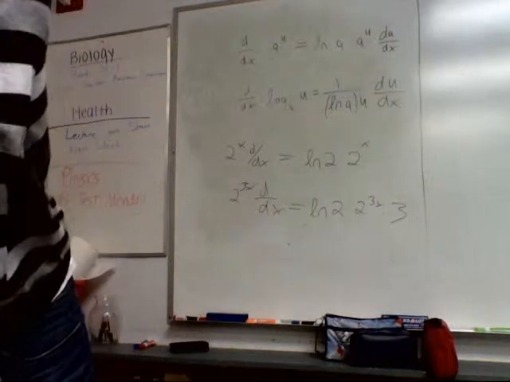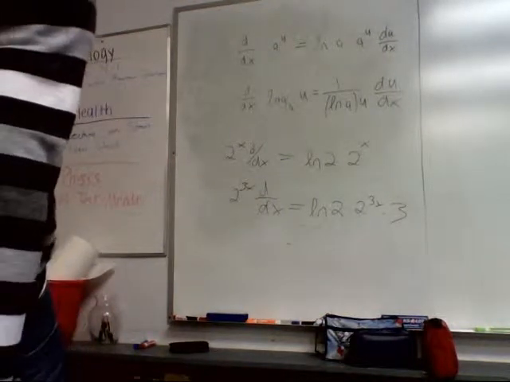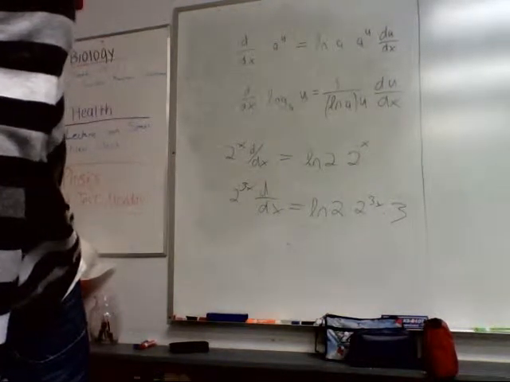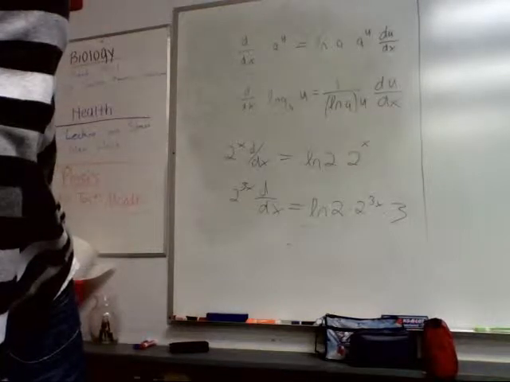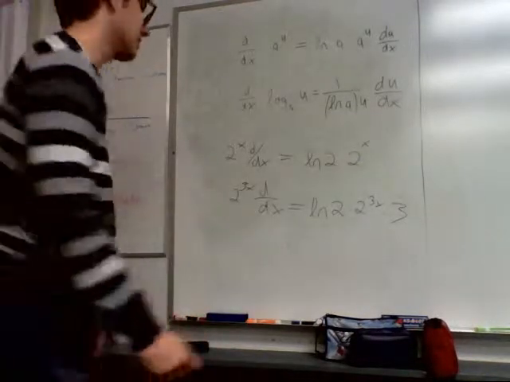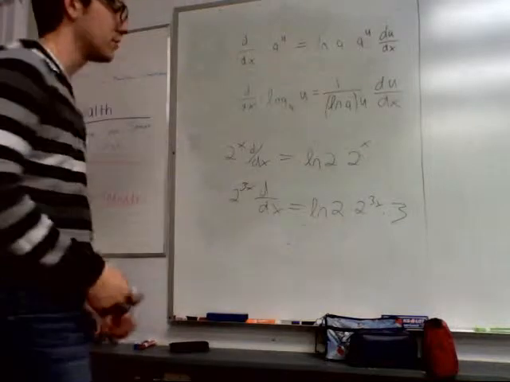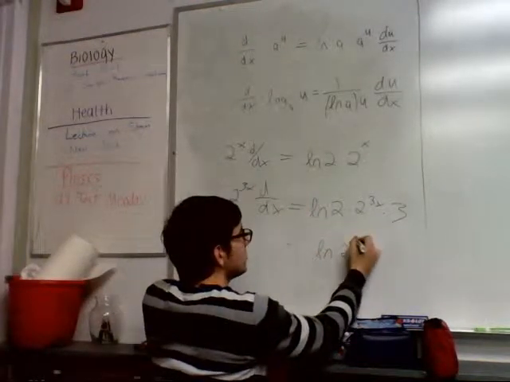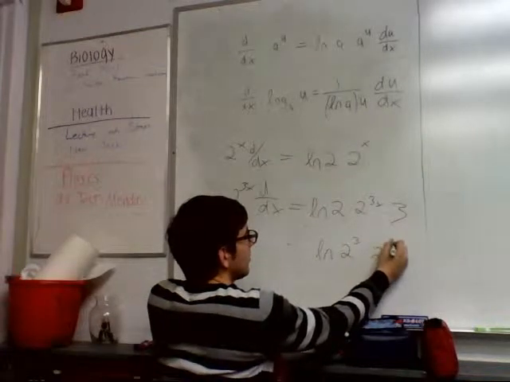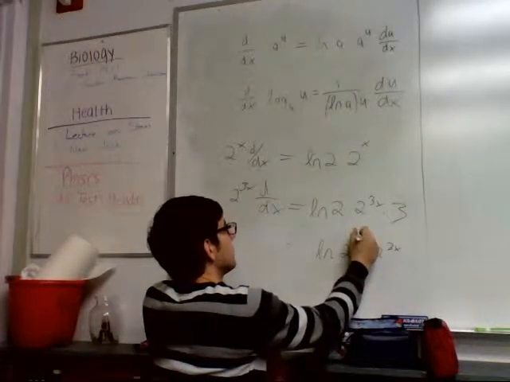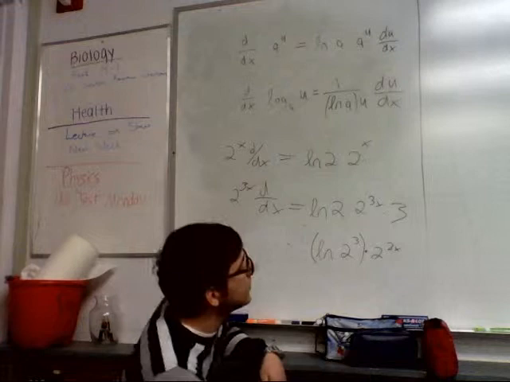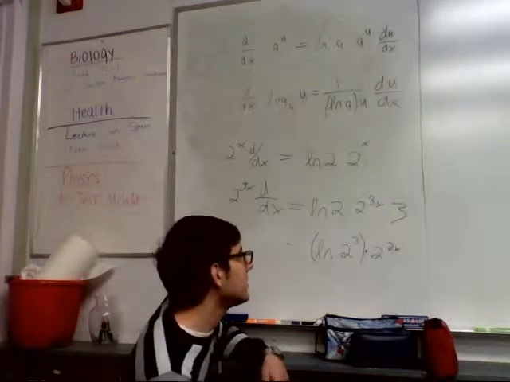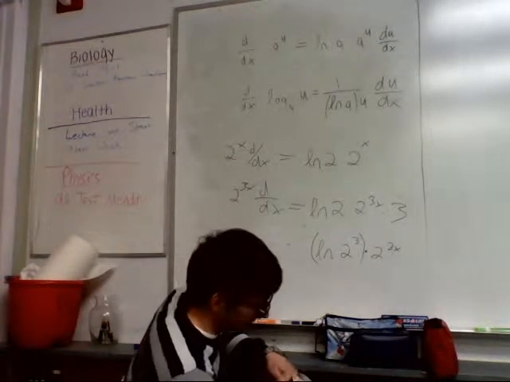Hold on, did I do that wrong? No, that's good. I mean, what they do is kind of dumb. They just bring 3 in front of ln 2. So what you could say is that we have ln of 2 to the third, 2 to the 3x, if you wanted to. I'm not saying you have to, but it's functionally equivalent. So that's easy enough.